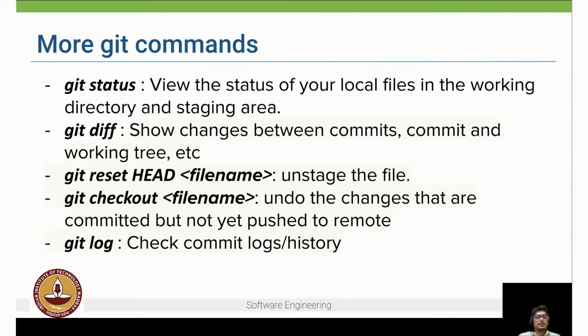Then the next command is git reset HEAD and the file name. Once you have staged the file and you decide not to include it in the commit, you can use this command along with the file name to remove it from the staged area.